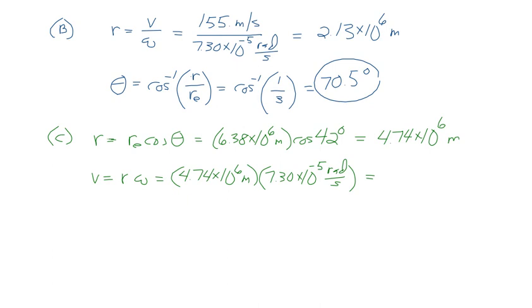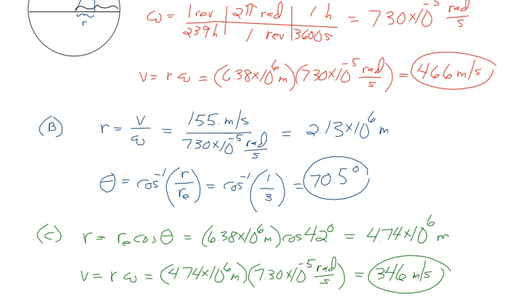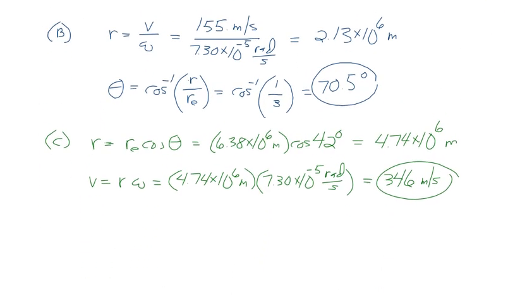And what does that come out to be? 346. So at the equator, it's 466. In Boston, where it's at a latitude of 42 degrees north, it's 346. So it's less because you're moving through a smaller circle. Even though both places are moving at the same angular speed, we have different tangential speeds.